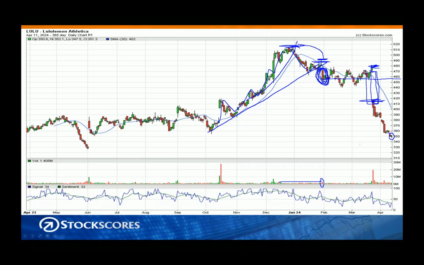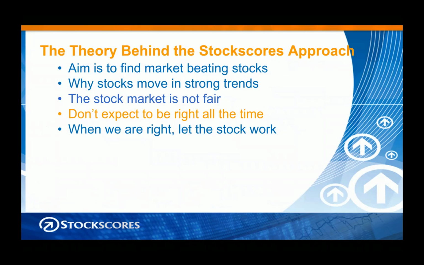I don't know anything about Lulu except that they make clothes. I might even be wearing one of their t-shirts right now. But what I do know is that the people who know the most were selling aggressively 7 weeks before earnings came out. And you can see the results. So the stock market is not always fair. And we see it on the upside as well. Many stocks will move up after this abnormal activity, and we'll look at some examples.